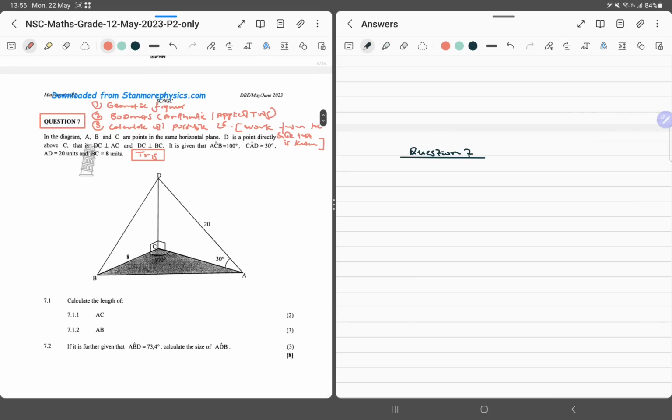Okay, let's read. Now, in the diagram, A, B, and C are points on the same horizontal plane. And of course, whenever they shade, that almost always suggests the same horizontal plane. D is a point directly above C, okay? So if it is directly above, it already tells you that this is a perpendicular line. Of course, they've drawn it, but if they didn't, you would know it. That is, DC is perpendicular to AC, and DC is perpendicular to BC. Okay, that's fine. It is given that ACB, now where is that? Is this one here.